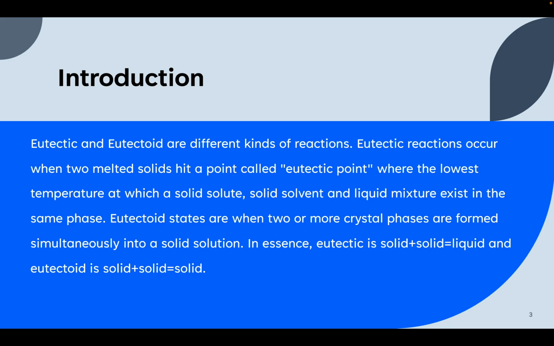But really, an easier way to think about this is: eutectic is solid plus solid equals liquid, and eutectoid is solid plus solid equals another solid. And that's just a much more simplified and easier way to break things down.